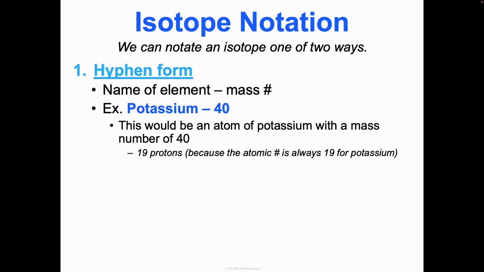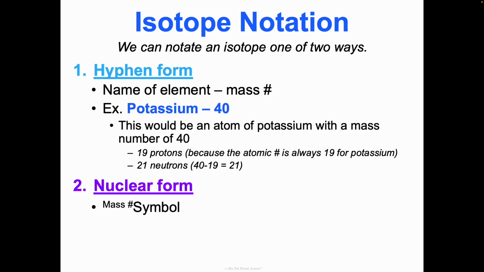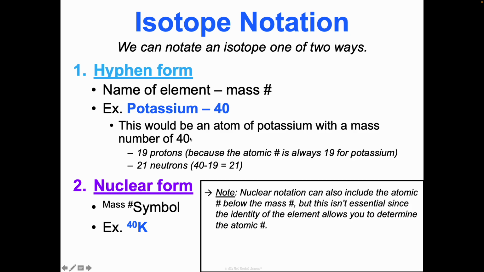Potassium has 19 protons because the atomic number is always 19 for potassium. That's on the periodic table. So if the mass number is 40, that means this isotope, this version of potassium, has 21 neutrons. Another way we can notate this is with nuclear form. That's where you put the mass number in a superscript over here and then the symbol. So for example, 40K would be the same as potassium-40 up here. Now, a little note.